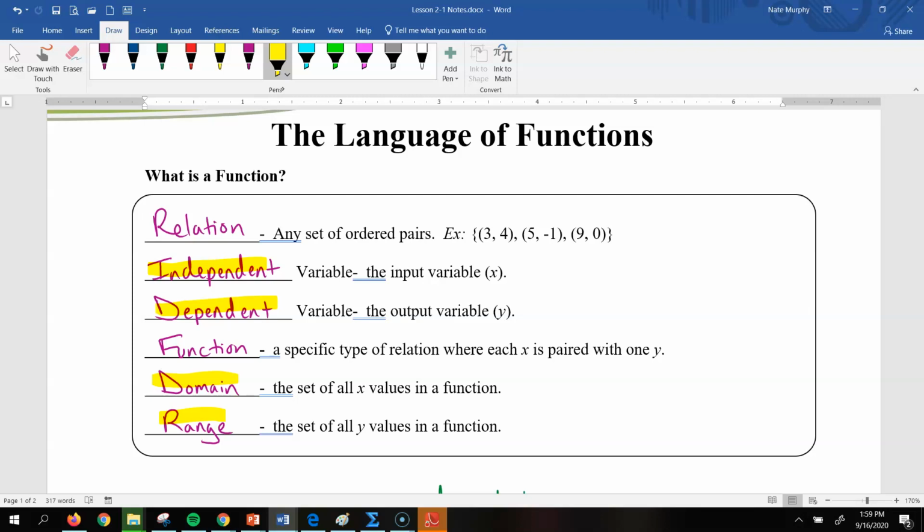So we have these two variables called independent variables and dependent variables. So an independent variable is what we would call that input. It's what we put in for x. And what you get as your answer, that's the output, and we call that the dependent variable.